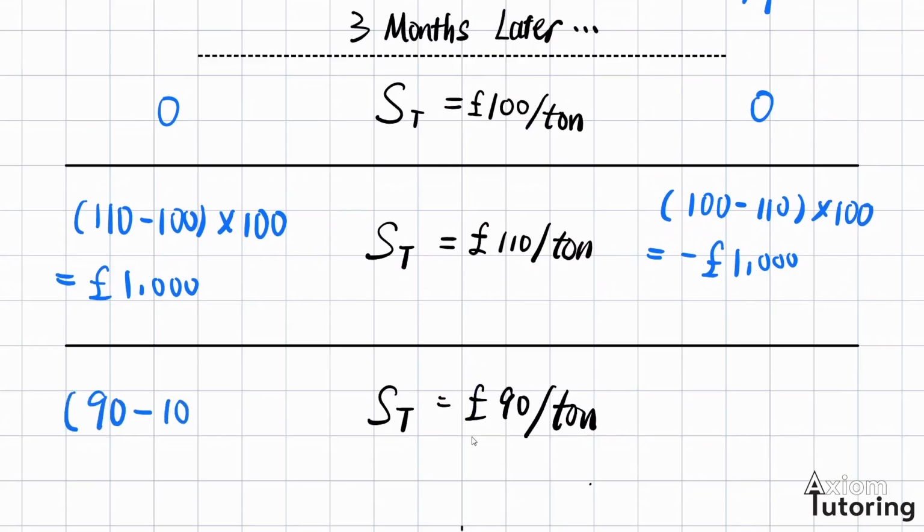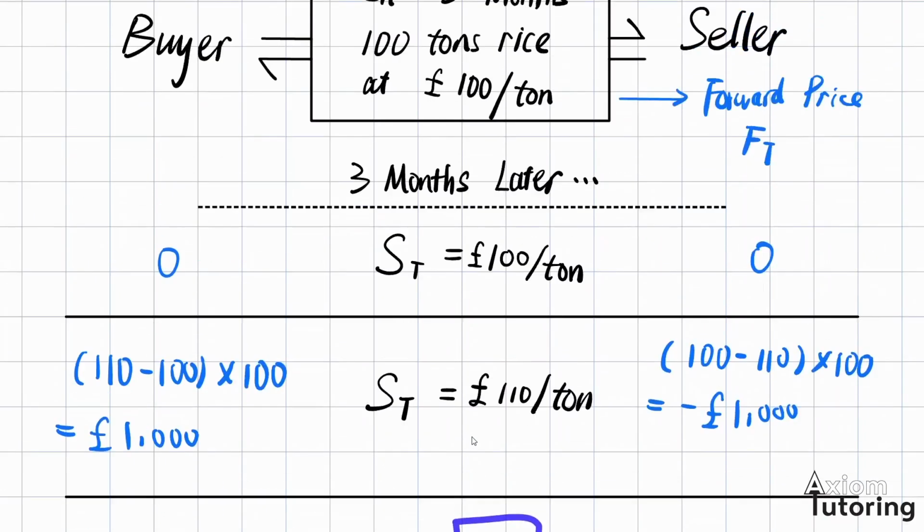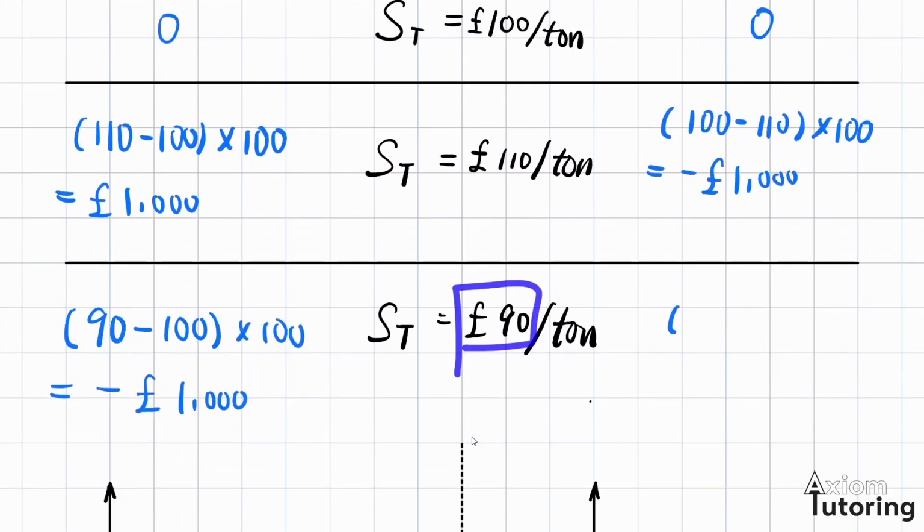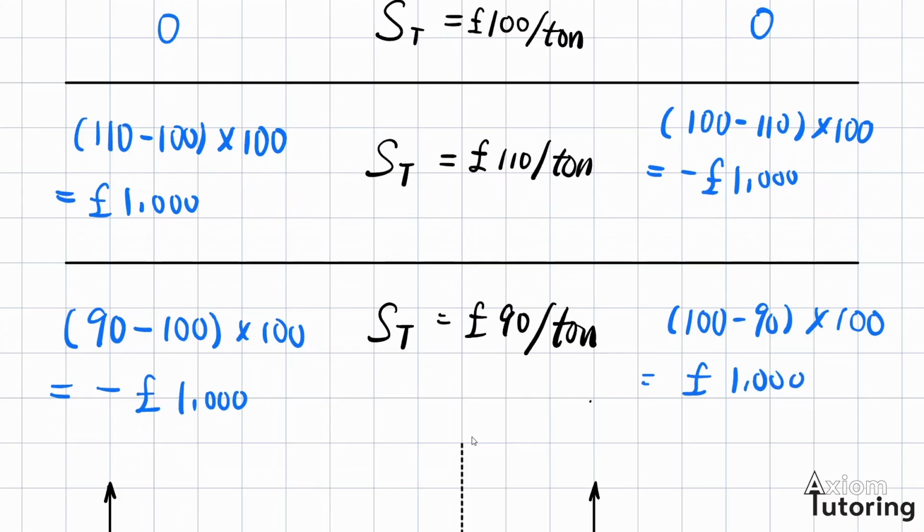That is 90 minus 100 multiplied by 100 tons, and that gives you minus 1000. Similarly, the seller will make a gain from this forward contract, because he could have sold that 100 tons of rice to the market at a lower price, but because of this contract, he can now sell it at a higher price. So the gain would be 100 minus 90 multiplied by the size of the contract, and that gives you 1000 here. Okay, so this is basically how forward contracts work.